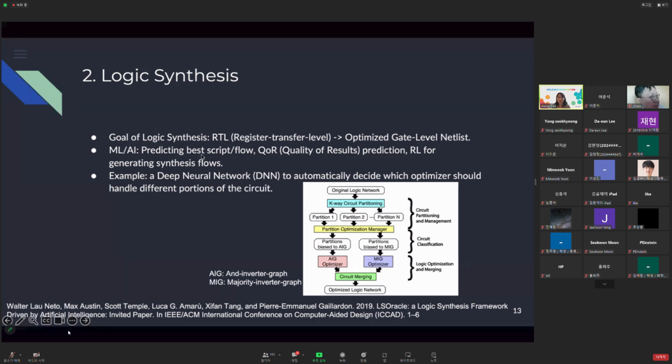So that's involved in this logic synthesis as well. Predicting the best script and flow to do that, and what will be the quality of result at the end. And people also use RL for generating synthesis flow. And this is the work from 2019. They used the DNN to automatically decide what kind of optimizer should be used for different portions of the circuits, or how to divide, how to partition the circuits. So that's part of the logic synthesis.